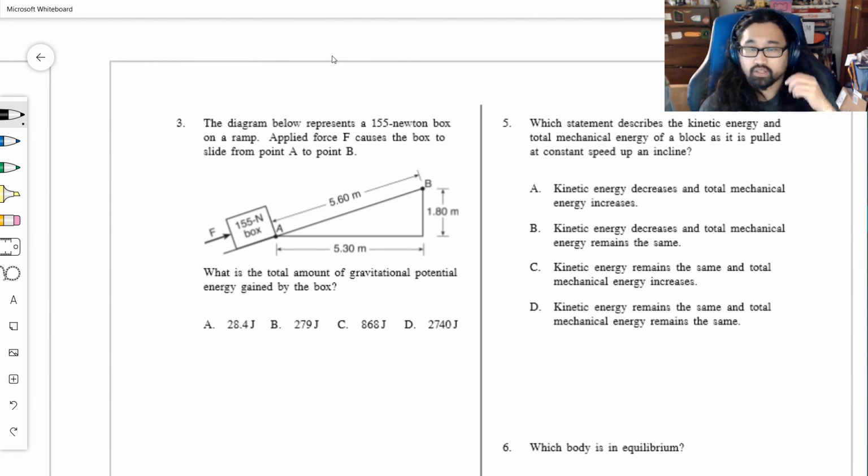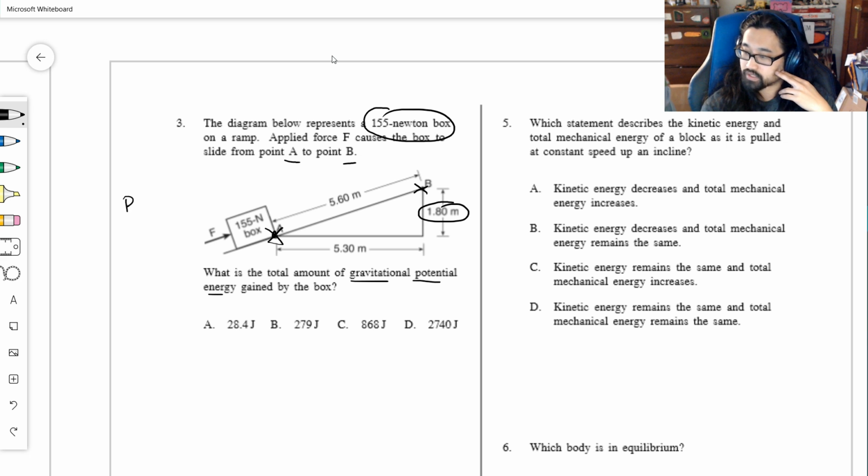Alright, so the diagram below has a 155 Newton box moving from point A to point B. So we're moving from here to here, which means we're traveling this distance. I have to find gravitational potential energy. Well, I know that I have the height. That's h. 155 newtons is the force of gravity on the box, which is m times g. So 155 is m times g. 1.8 is h, which means my answer is 279.